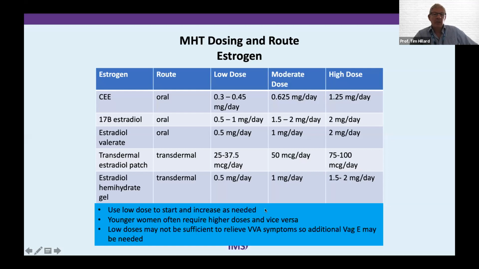As Rod said, it's important when we're starting treatment to start with a low dose and build up gradually. Many of the risks, concerns and side effects with MHT are associated with dose. So if you start low and build up, then you're less likely to run into problems initially. And it's a good pharmacological principle to always stick with the lowest effective dose that you can manage.